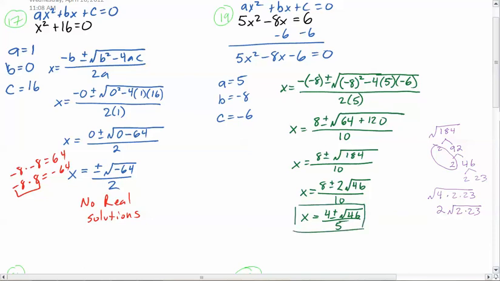If you need a decimal answer, you can plug that straight into your calculator. You can get it. But remember to put the top in parentheses so it does the adding and subtracting first and then the division. You'll have to do it twice. Once for the addition, once for the subtraction. We're done.